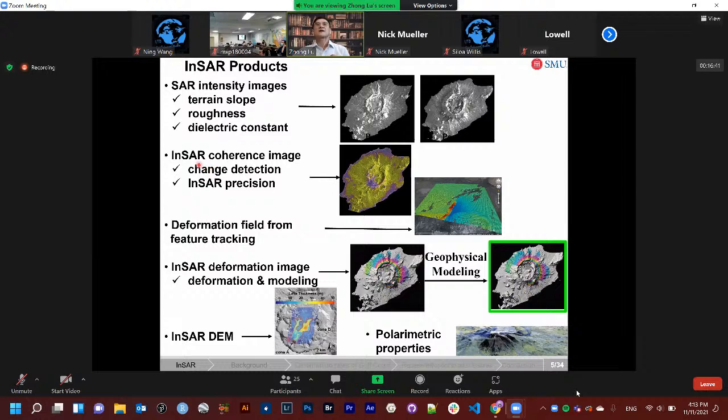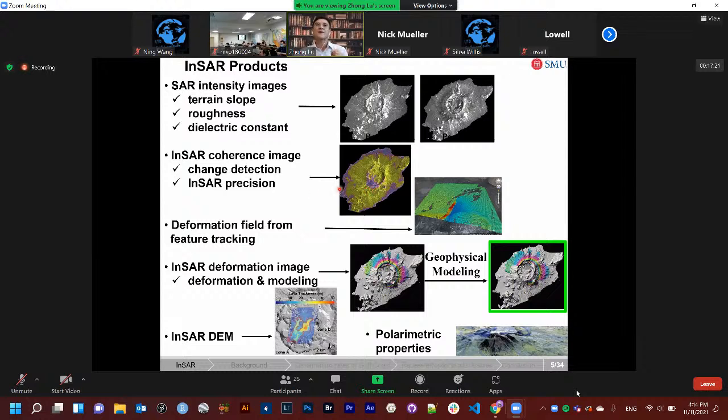The second set of products is called SAR coherence. Coherence is the correlation of the two images or multiple images. High coherence, the yellow area here, means the ground target was not modified during the time when the two images were acquired. Near the coast, because of erosion, vegetation changes, snow and other factors, the correlation is lower. Here it is due to snow, and here due to new emplacement of outflow. All these places you can see very poor, low coherence.